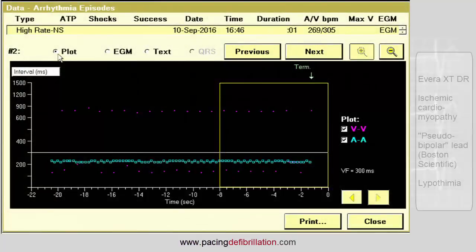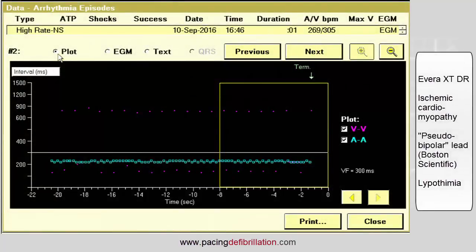This is the case of a patient with ischemic cardiomyopathy, implanted with a dual-chamber ICD and hospitalized for lipothymia. This tracing illustrates the characteristics of an oversensing of the atrial activation.